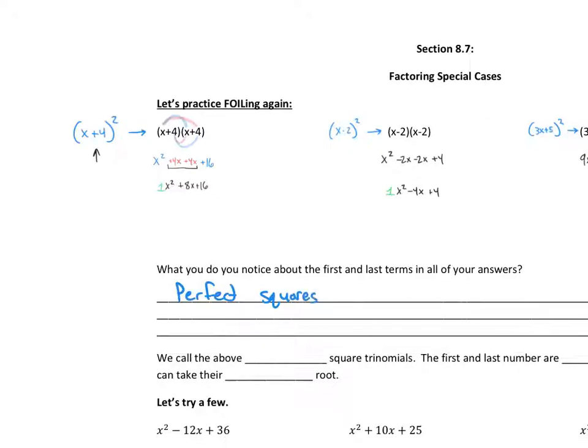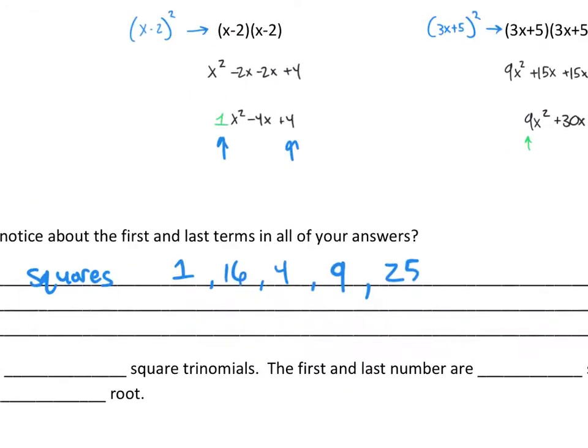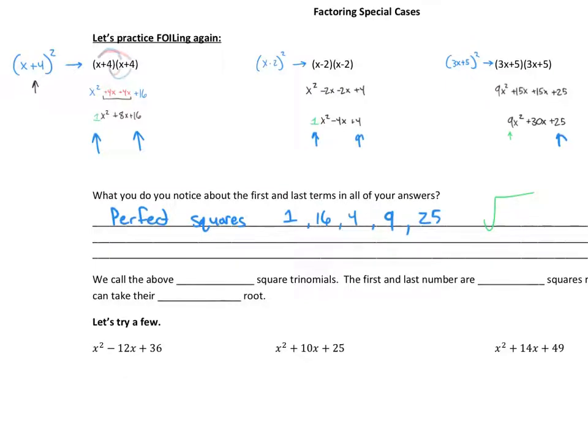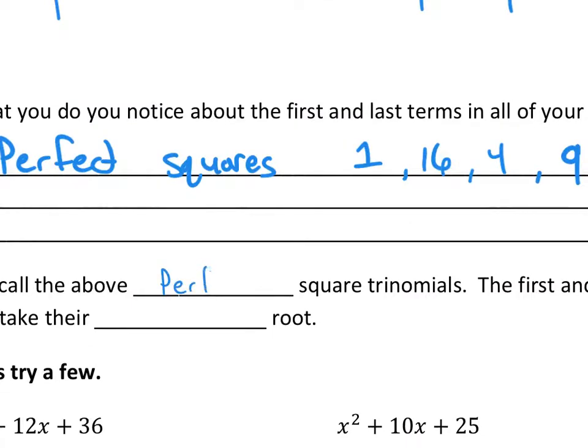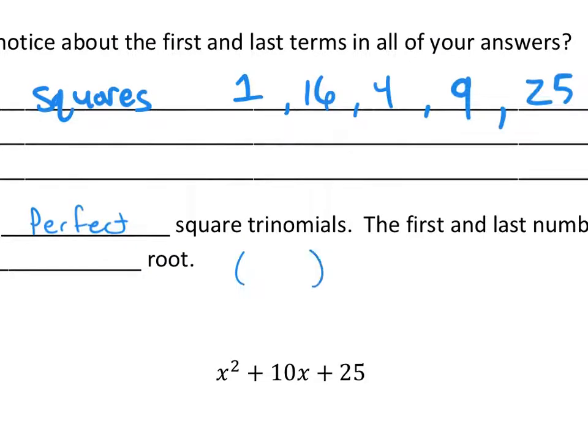And I'll just list them out. We had the number 1, right there. We had 16. We had another 1 right there. We had a 4. We had a 9. And we had a 25. Right? All of those numbers are perfect squares. And what that means is that we could square root any of those numbers and get a whole number answer. What that means is we call the above perfect square trinomials. Perfect square trinomials come from any time we multiply a term by itself.